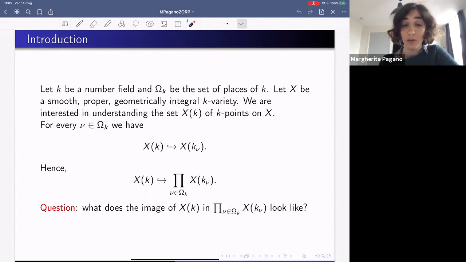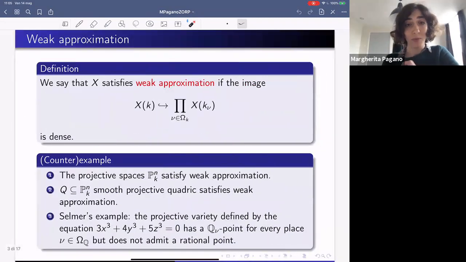What does the image of the K-points inside the product over all the places of the K_nu-points of X look like? We're ready to define what weak approximation is. Since I told you in the previous slide that we can put a topology on the set of K_nu-points, we can also put a topology on the product, just the product topology. We say that a variety X satisfies weak approximation if the image of the K-points inside this product over all the places of the K_nu-points is dense.